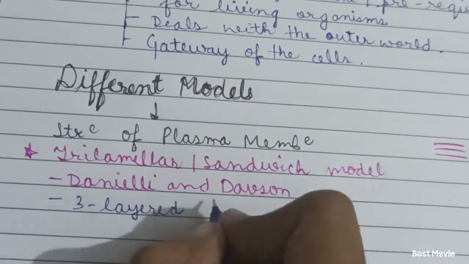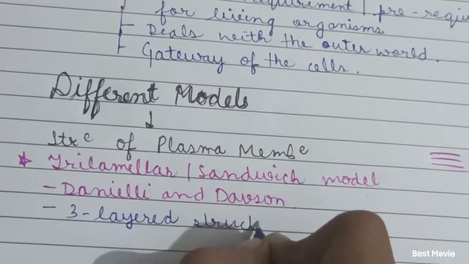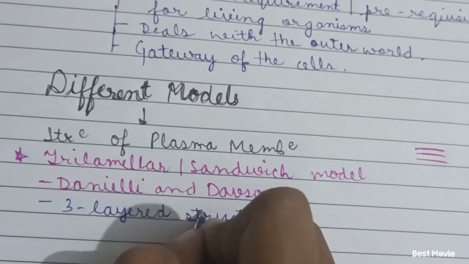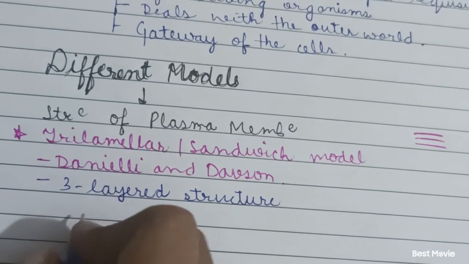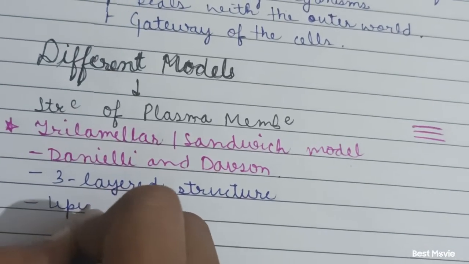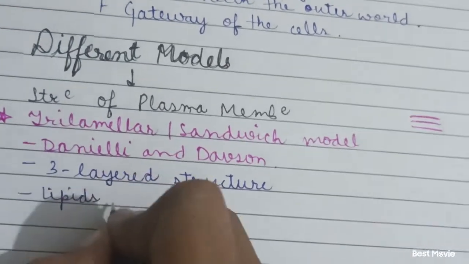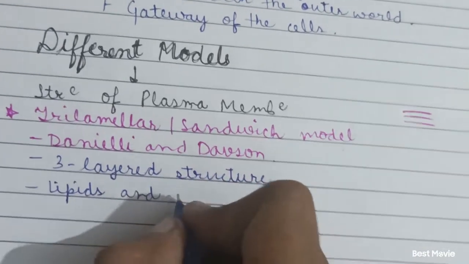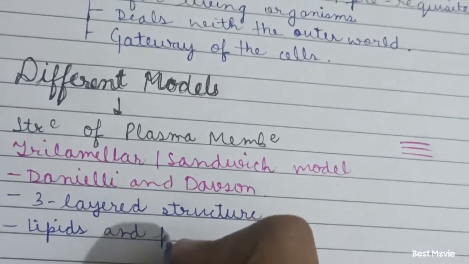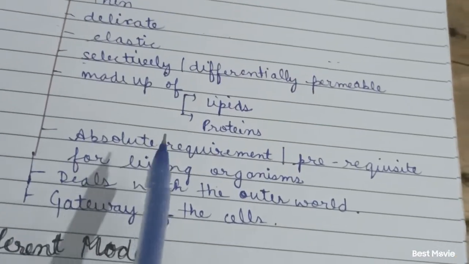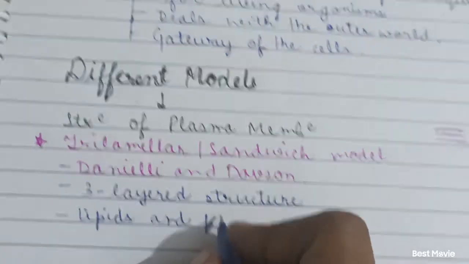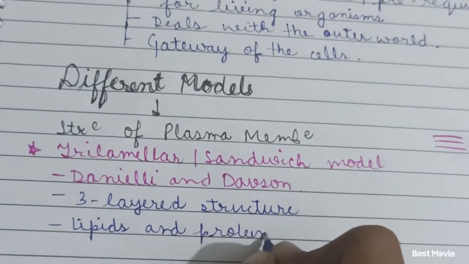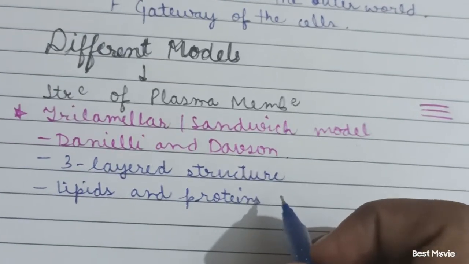3-layered structure. Hence it was given the name trilamellar model. It says that it is composed of lipids and proteins. As we discussed in the features of plasma membrane, lipids and proteins. So it also says the same thing, that the plasma membrane is made up of lipids and proteins.